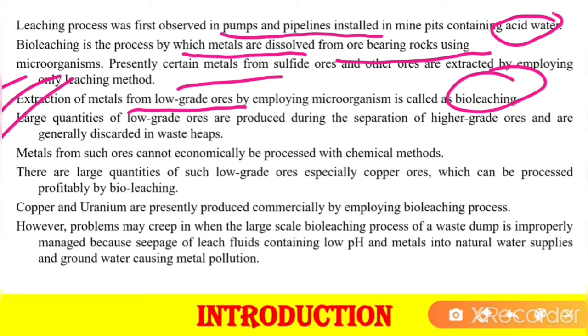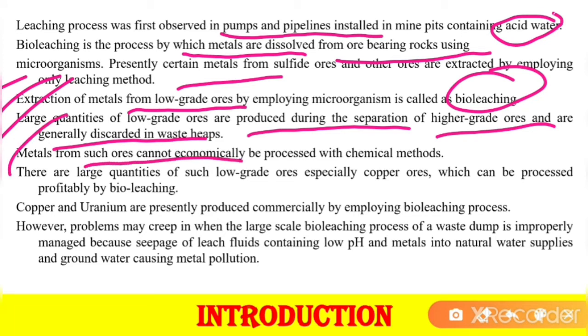Large quantities of low-grade ores are produced during the separation of higher-grade ores and are generally discarded in waste heaps. Metals from such ores cannot economically be processed with chemical methods, because chemical methods are so much costlier than biological methods. There are large quantities of such low-grade ores, especially copper ores, which can be processed profitably by bioleaching.